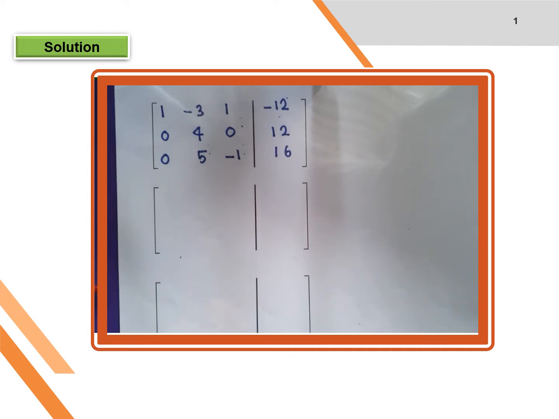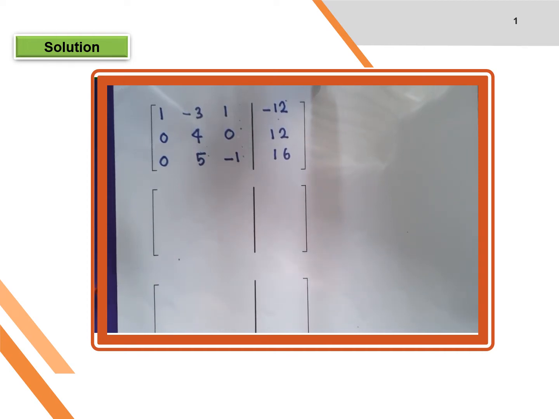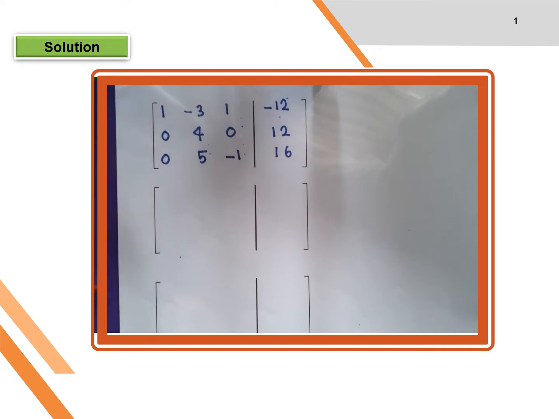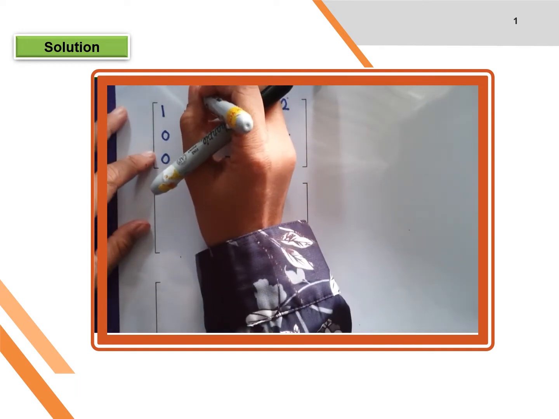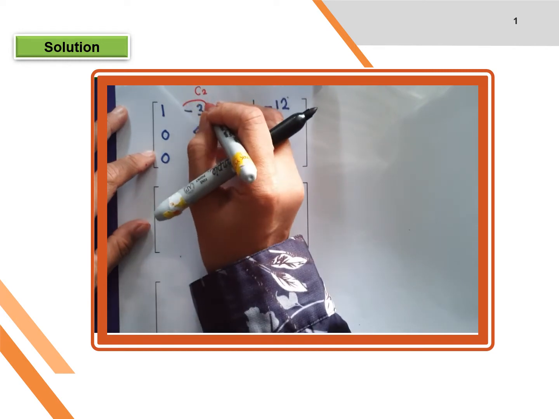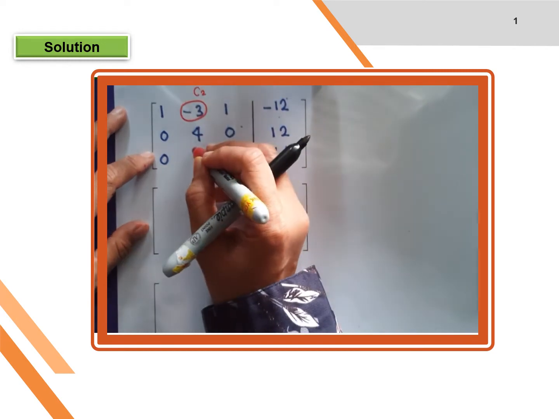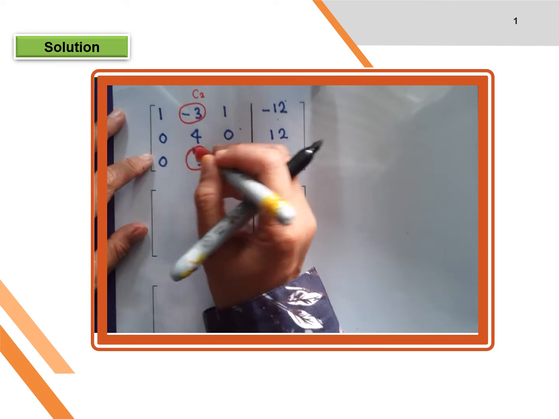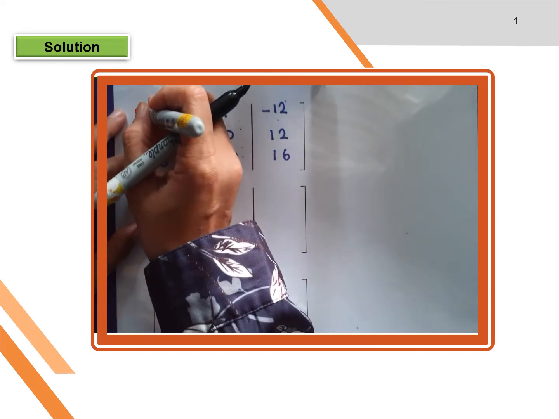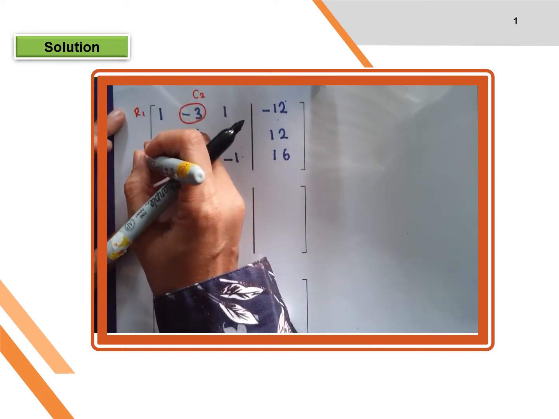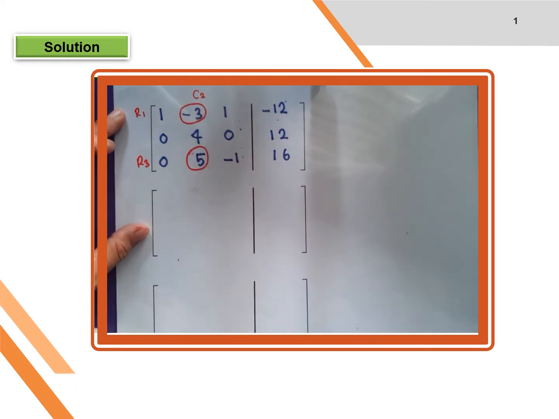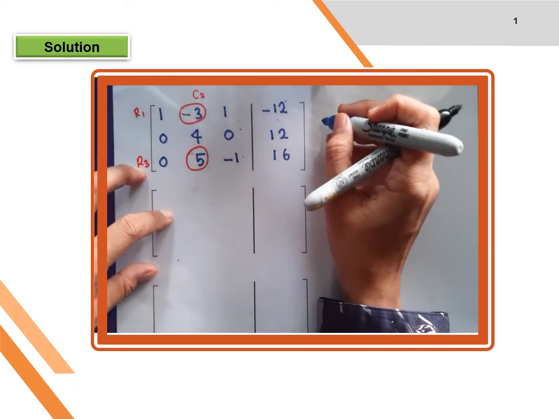Class, we already finished obtaining 0 for the first column. Now we are going to the second column, to obtain 0 for the first row and for row number 3. Row number 1 and row number 3. We are going to start with row number 1.